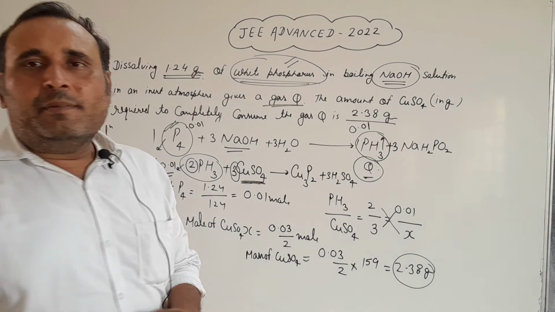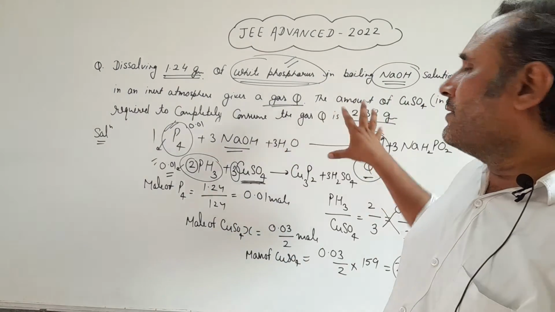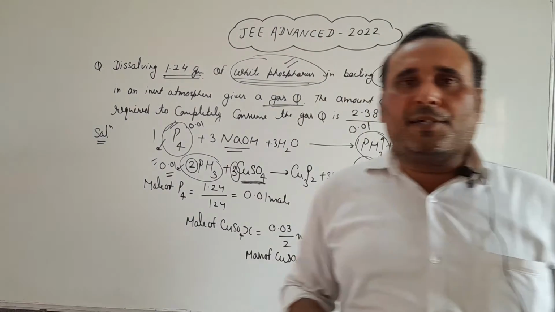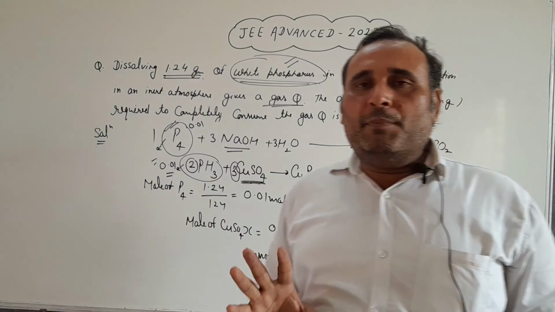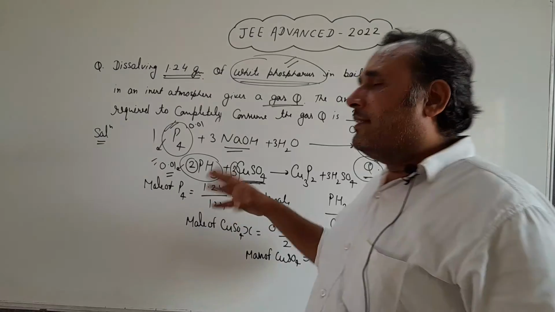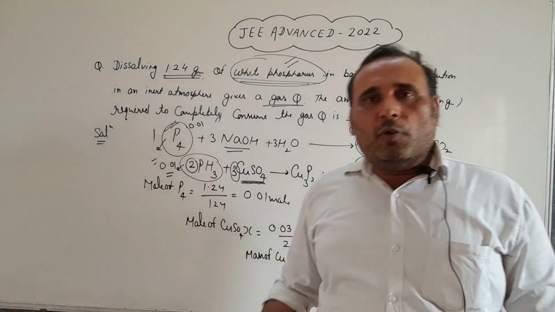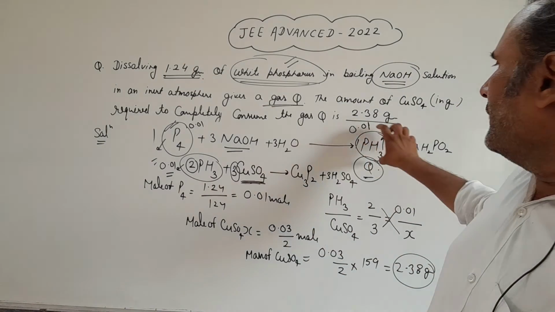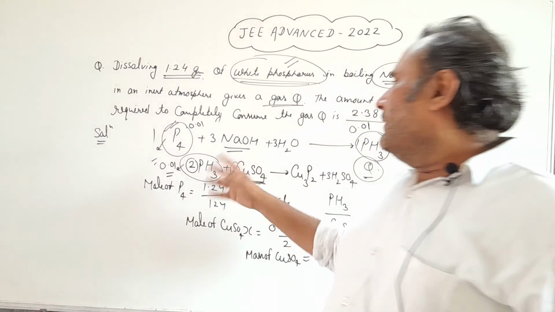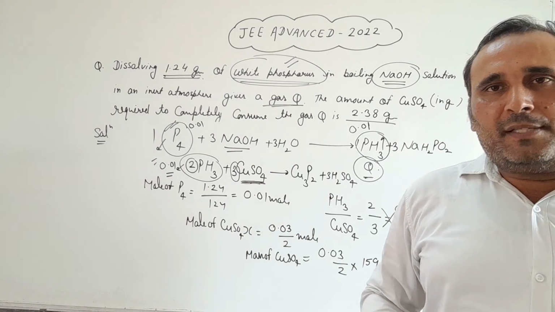So it was a very simple question. In this question, two reactions are involved. In the first reaction, PH3 is produced, which is a very famous and important reaction of P block, the disproportionation reaction of P4, and this PH3 again reacts with copper sulfate. We simply have to find the amount of copper sulfate. So first we calculate the amount of PH3 and then the amount of CuSO4. It was a simple question based on the mole concept.